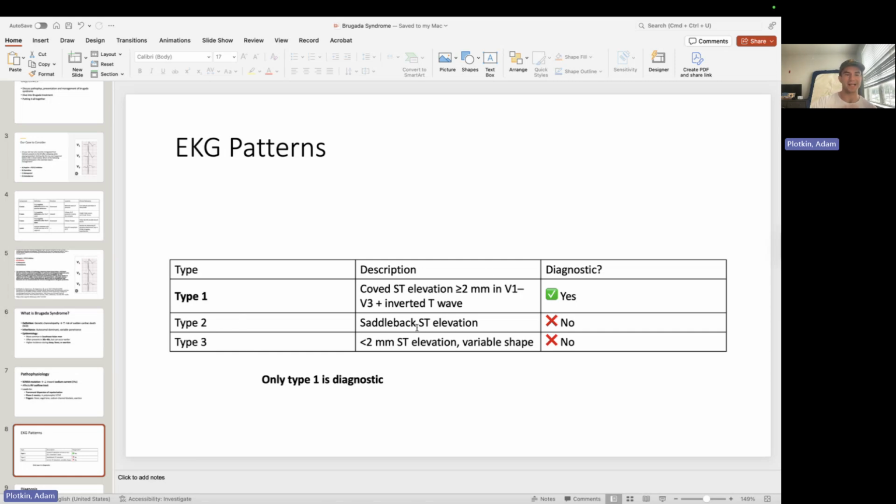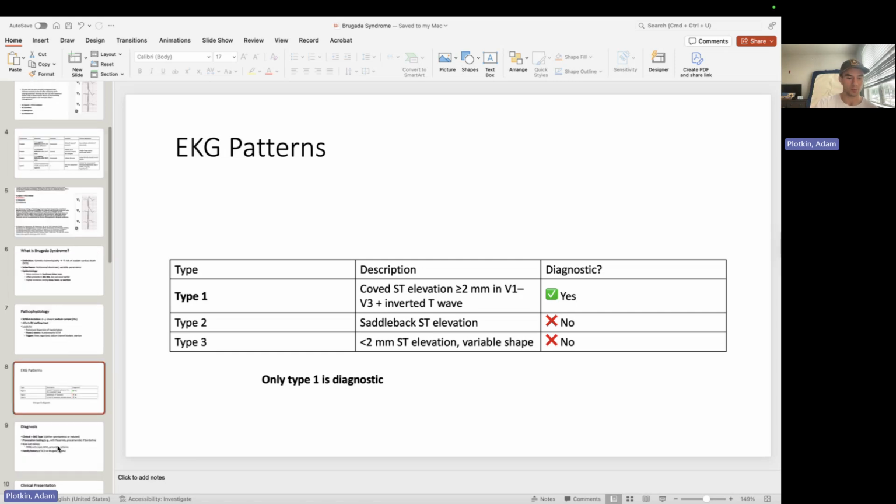In type 2, we could see saddleback, so it looks almost like you could hop on and take a ride on the horse. If you think about the ST segment, it looks like a saddle. And type 3 is less than 2 millimeter segment ST elevation, variable shape. Only type 1 is diagnostic, so that's the only one we're talking about. Coved ST segment elevation greater than 2 millimeters, or 2 little boxes, in V1 through V3 plus inverted T waves.